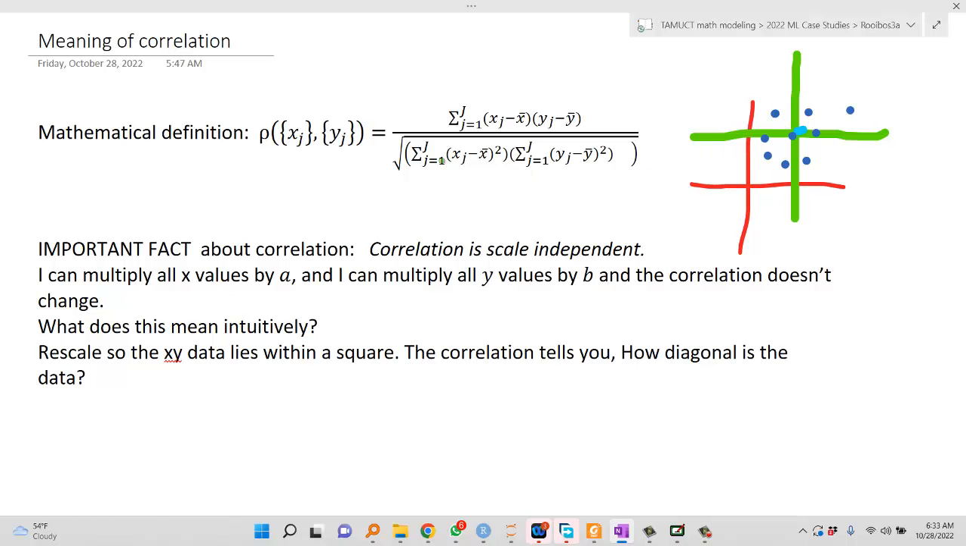Now, you may recognize down here, this is called the variance. So this is how the x-coordinates vary, and this is how the y-coordinates vary. And we're taking the square root of the product. So what you can do to see what this is saying is you can rescale. So basically the x varies from -1 to 1, and y varies from -1 to 1.